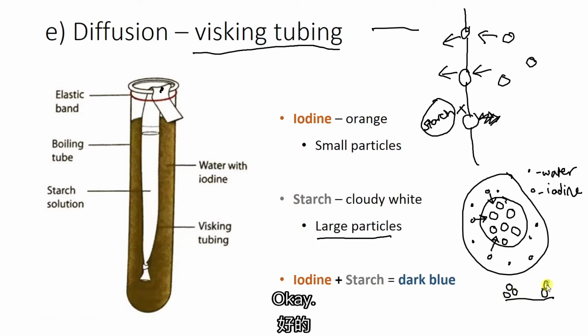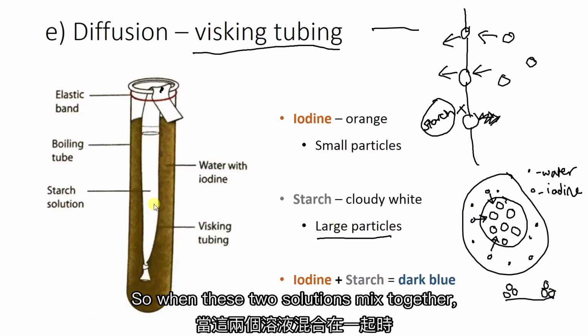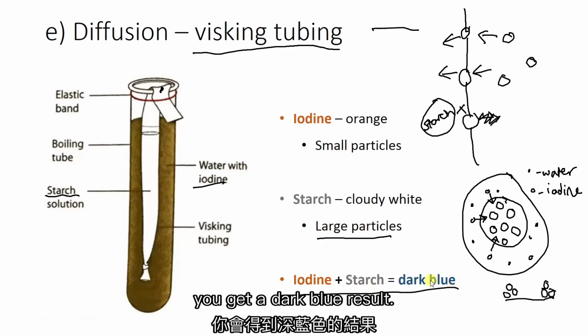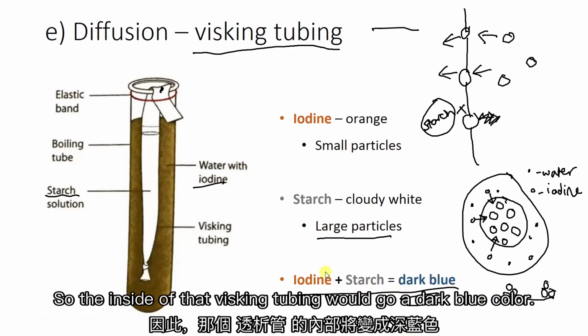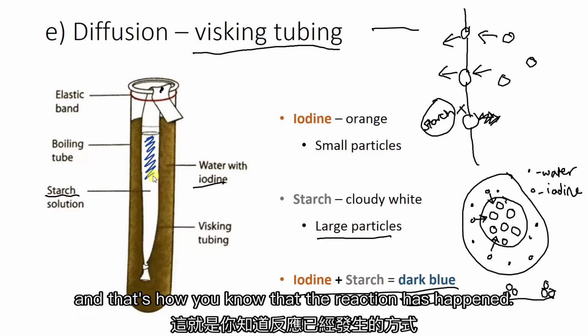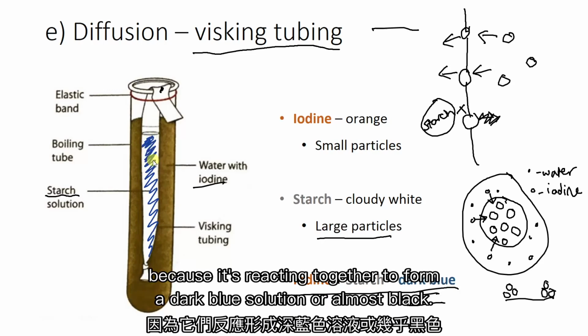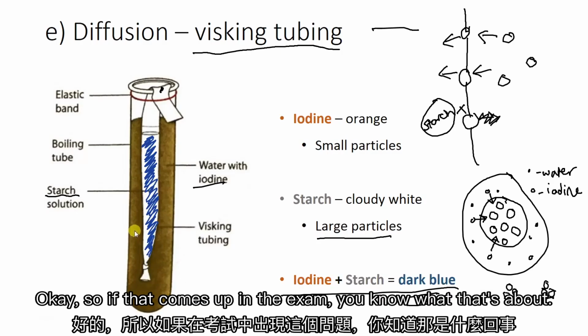Okay? So when these two solutions mix together, when you have iodine and starch mixed together, you get a dark blue result. So the inside of that Visking tubing would go a dark blue colour, so it would go like this. And that's how you know that the reaction has happened. That's how you know that iodine has come in, because it's reacting together to form a dark blue solution, or almost black. Okay, so if that comes up in the exam, you know what that's about.